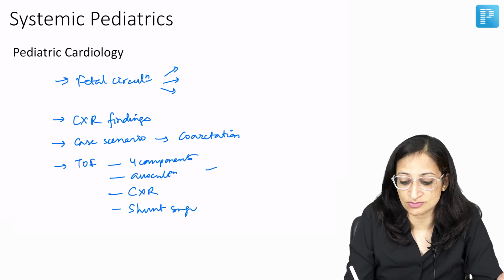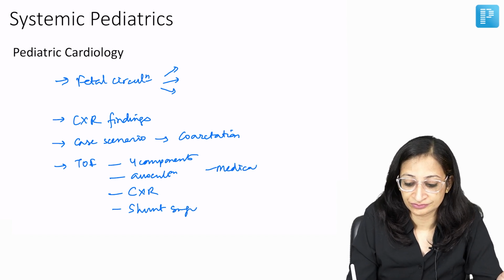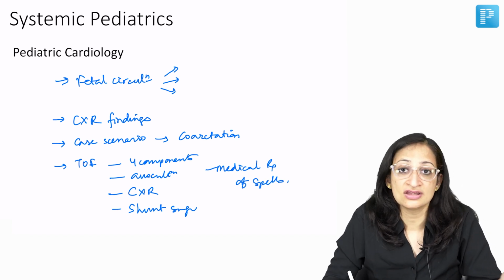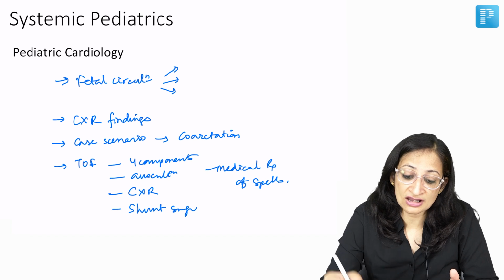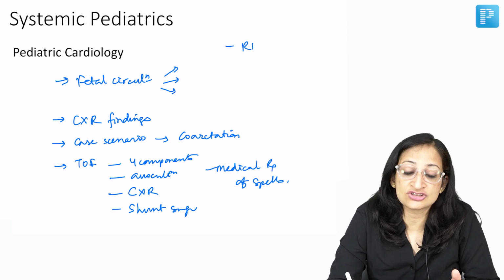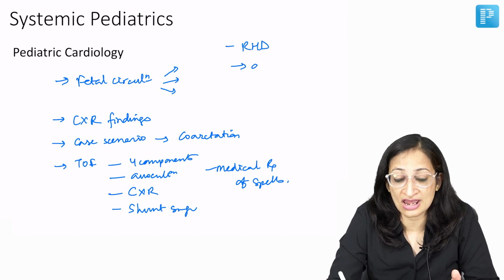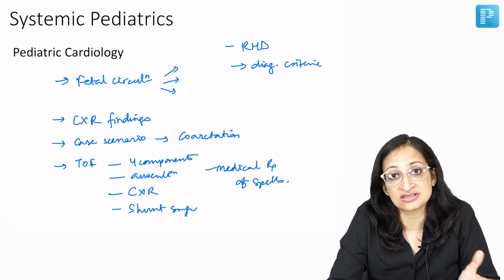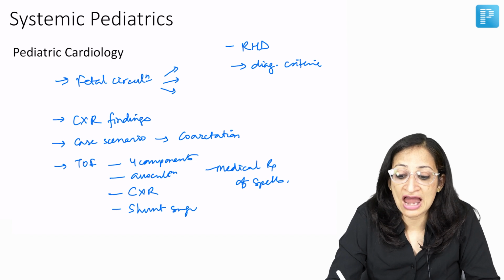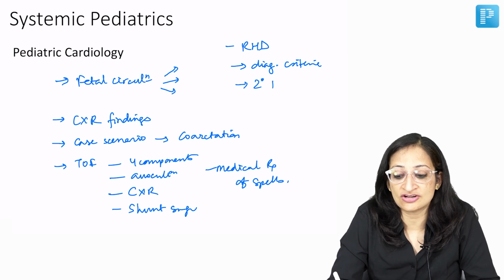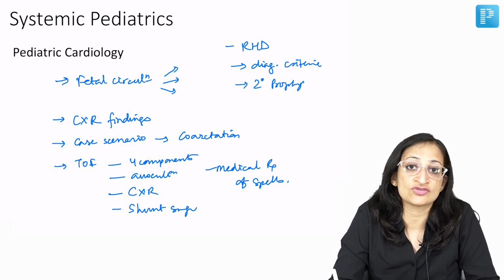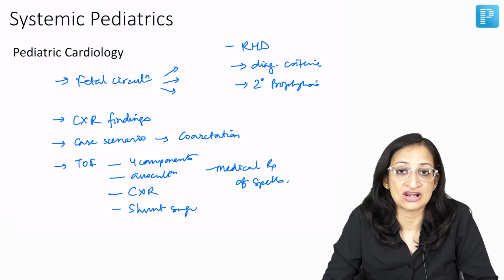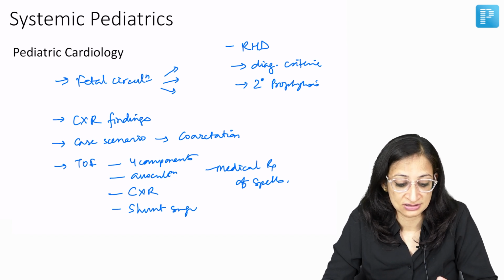The medical management of cyanotic spells. And what happens in cyanotic spell. So that is very, very important. Another important topic from pediatric cardiology is rheumatic heart disease. You need to know the diagnostic criteria. From a given case scenario, you should be able to pick up whether it is rheumatic heart disease or not. And you also need to know about the secondary prophylaxis of rheumatic heart disease. You've got recently a question in the INI-CET pattern on this secondary prophylaxis of rheumatic heart disease.